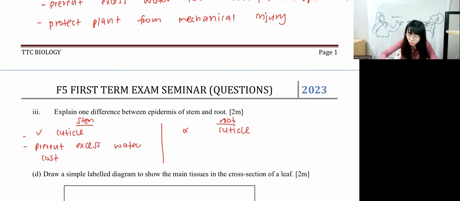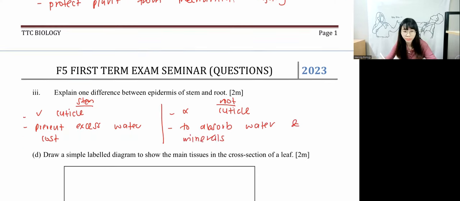Then what about roots? Why they cannot have cuticle at the root? Because root needs to absorb water. Very good. To absorb water and minerals. This is the difference between stem and root.